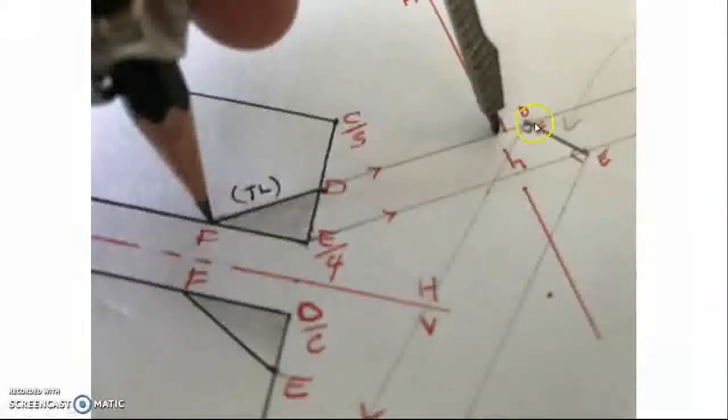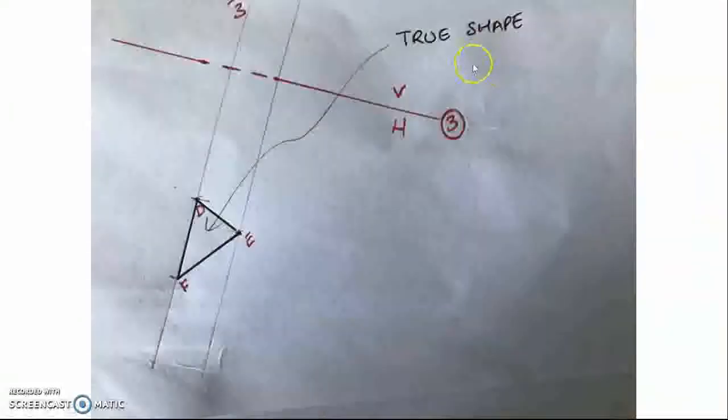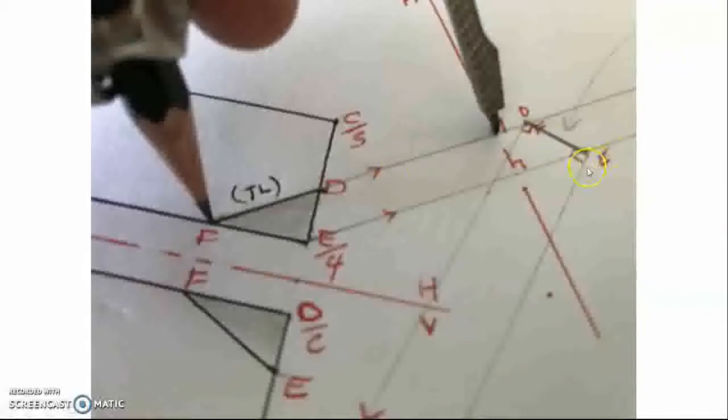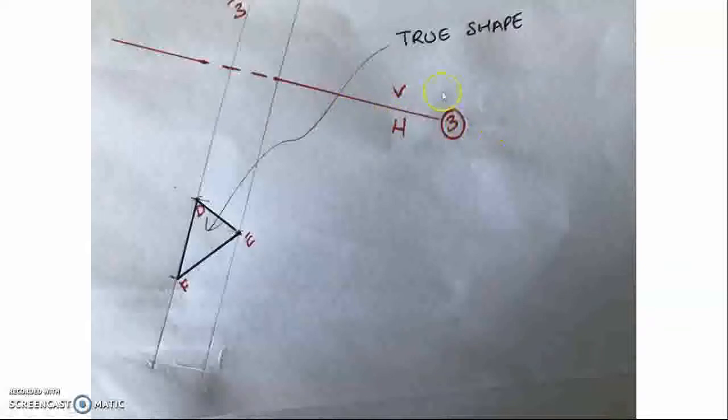Okay. Similarly, D to E is parallel to the reference line here, therefore D to E is the true length. And similarly, E to F is parallel to the reference line, which is here. When I say reference line, I mean the new reference line. Therefore, E to F is your true length. So now we have proved that D to E, E to F and F to D, all 3 of them are true length. So therefore, this shape has to be a true shape. So that's done.